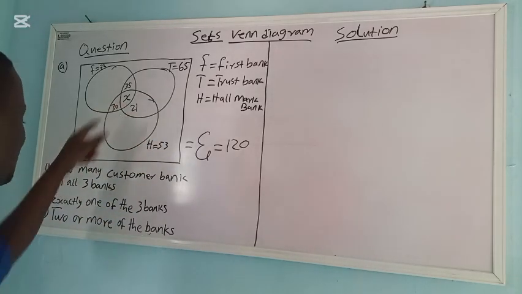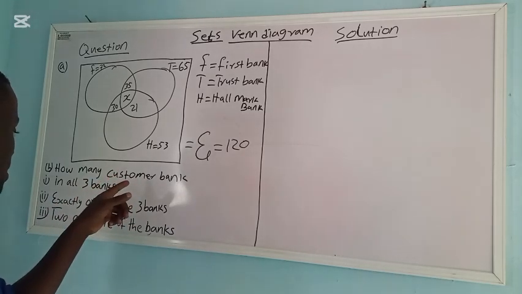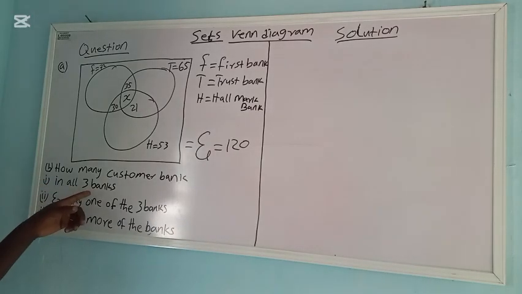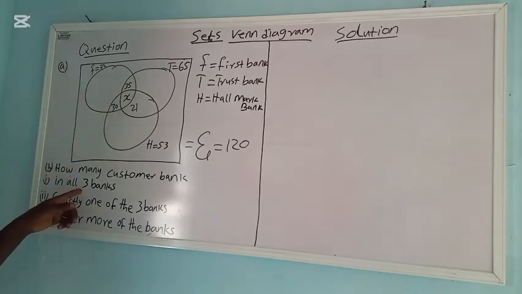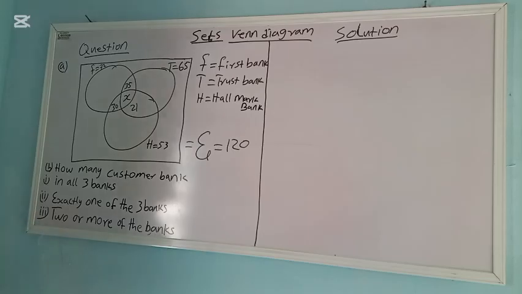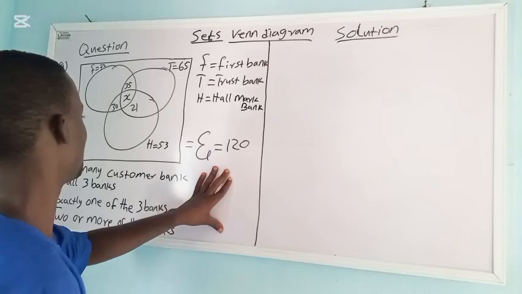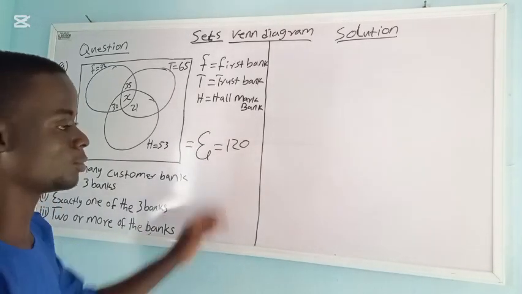So now they say we should find the total number. They say, how many customers use banks, Roman figure one: in all three banks. That means this X, this is what they mean. This question means we should find this X. People that use all the three banks is this X. Before we go to two and then go to three. So now, the solution. I want to solve this question in two ways. But first I will start from the first way. First way to solve this question.